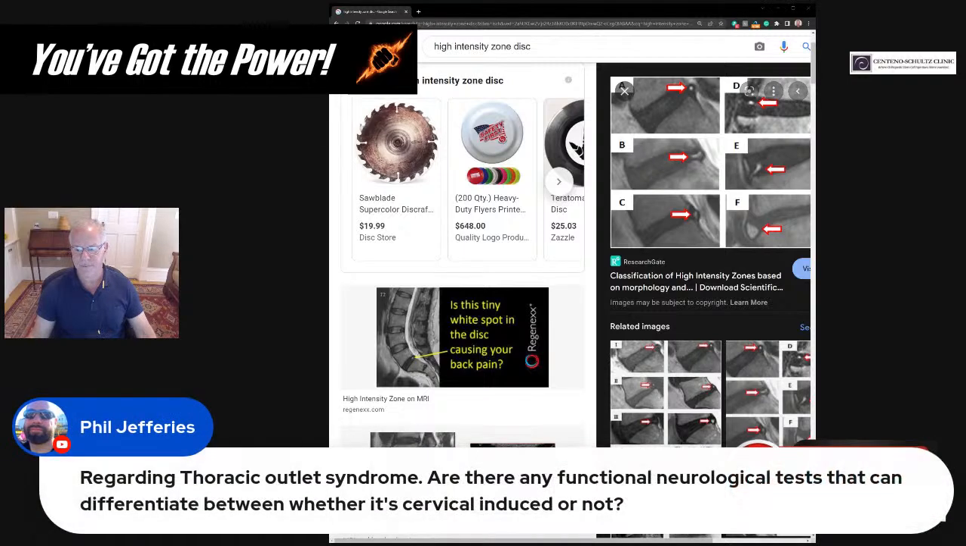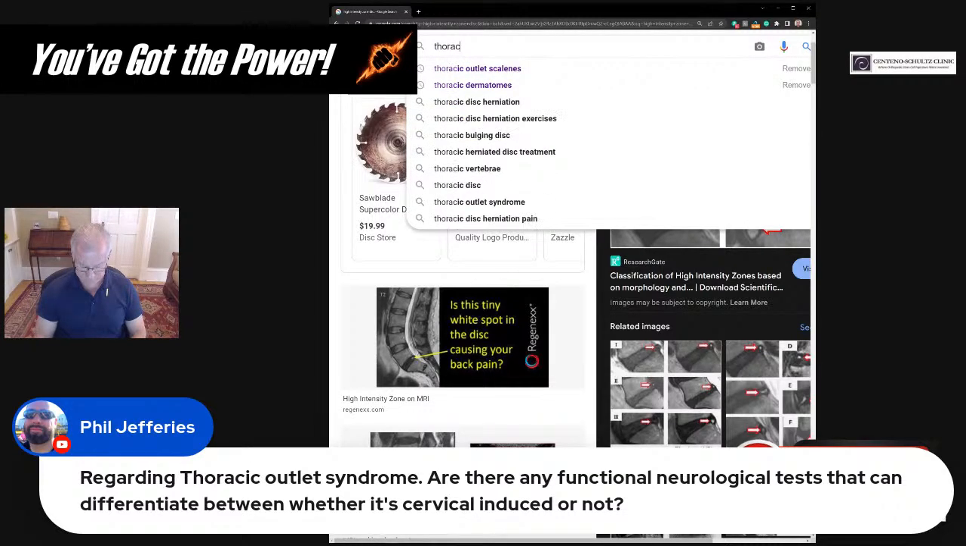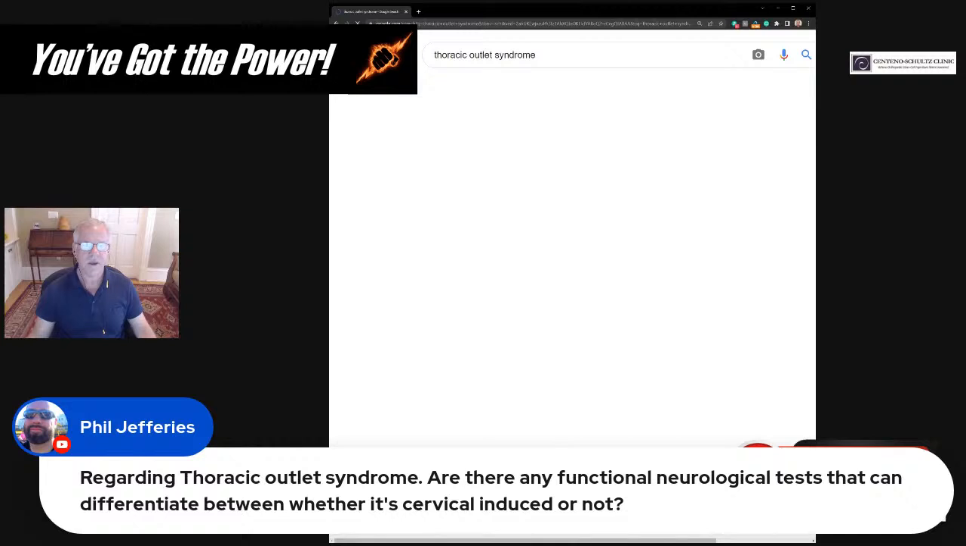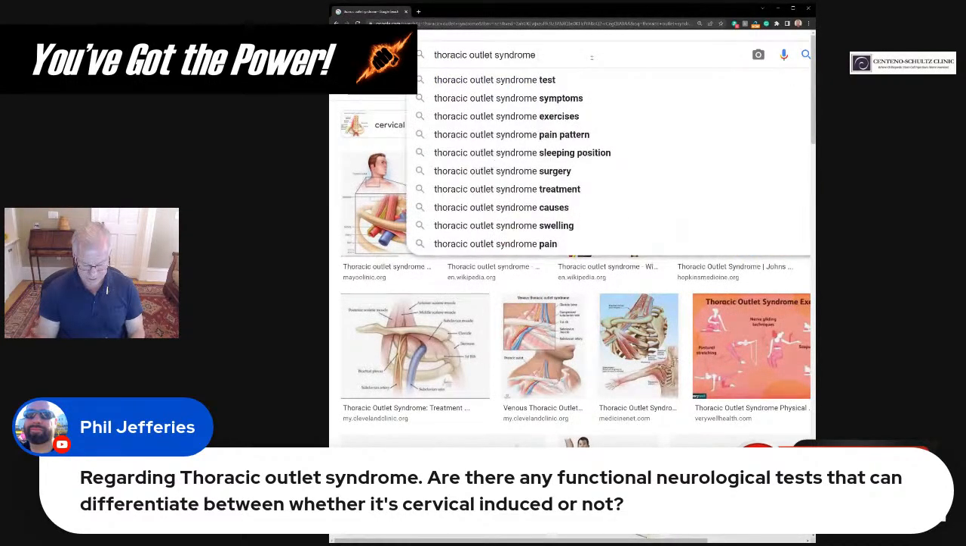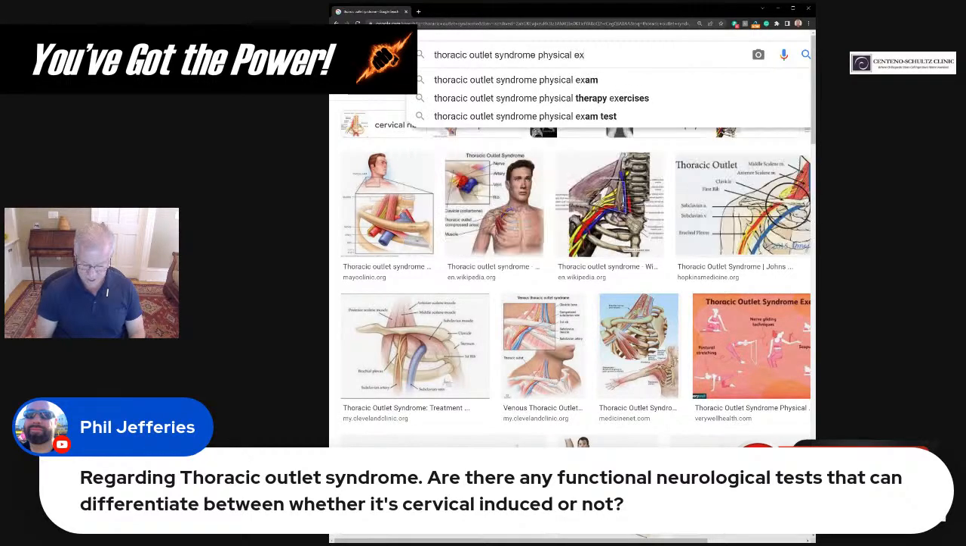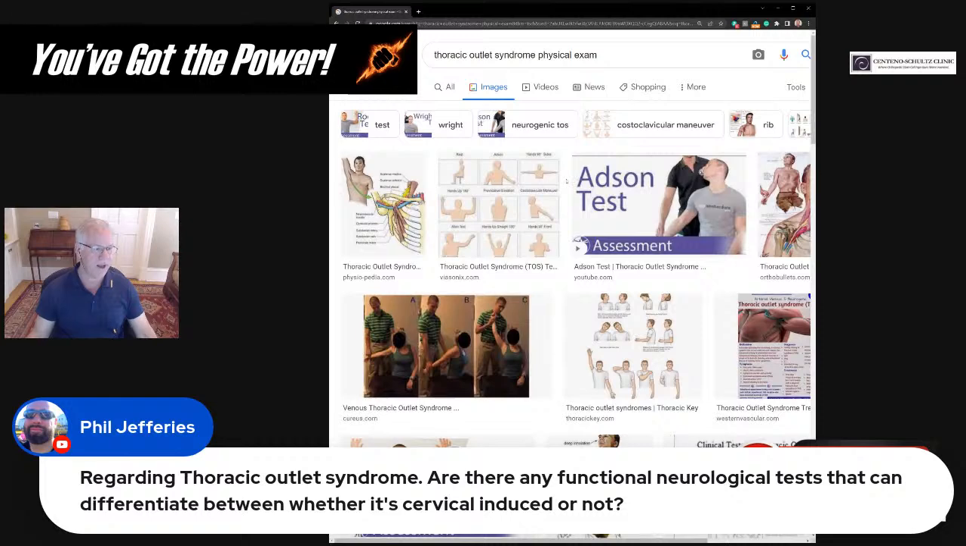Phil, regarding thoracic outlet syndrome, are there any functional or logic tests that can differentiate whether it's cervical induced or not? Yeah, Phil, there are a couple. Let's see what we can find online. Okay, thoracic outlet syndrome, and then we'll do physical exam tests. The answer is yes, there's a bunch. I'm just wondering if I can find anything I can show you.